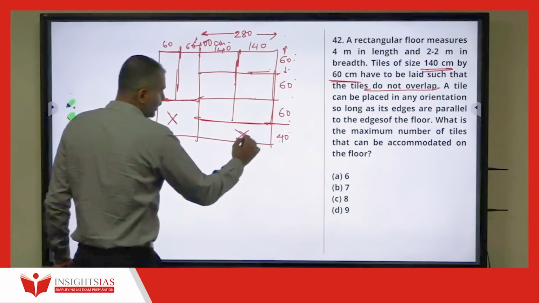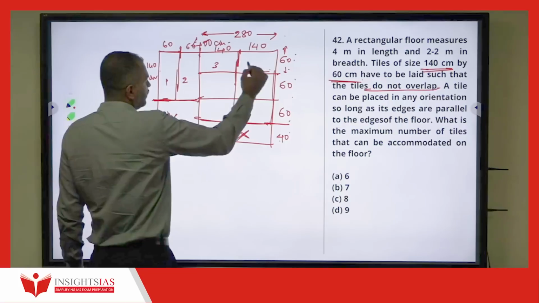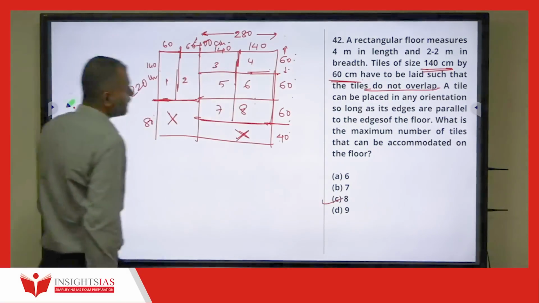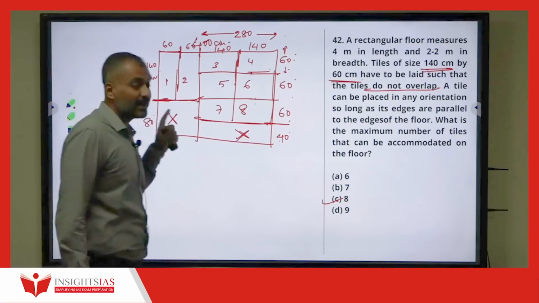Here I cannot do anything. So how many tiles did I place? 1, 2, 3, 4, 5, 6, 7, 8. No overlapping and everything is oriented with the edges parallel.